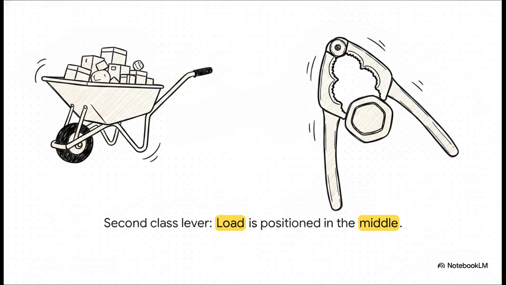Now for a second-class lever, notice how the load is trapped right in the center. That's the L in our FLE 1-2-3 rule for Class 2. The pivot is up at the very front, the effort is lifting at the far back, and the heavy load sits right smack in the middle. Think of a wheelbarrow or a nutcracker. This setup traps the weight and gives us a massive mechanical advantage to lift really heavy things.